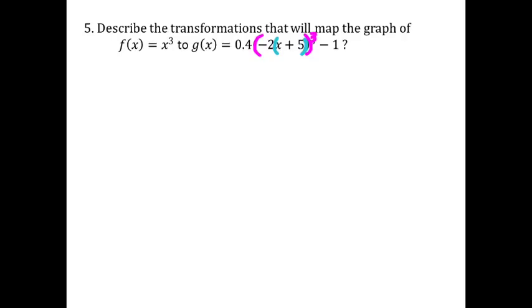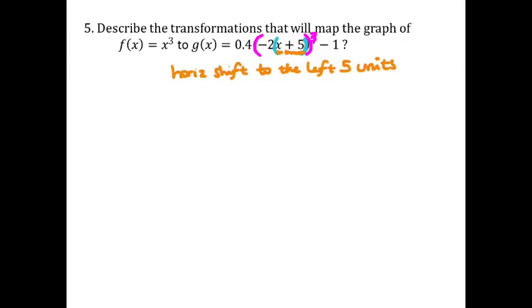If I start on the inside, which is where we should start, let's start with the x right here. First of all, what's happening to x? This plus 5. Well, that means that we have a horizontal shift to the left 5 units. So that takes care of that part.